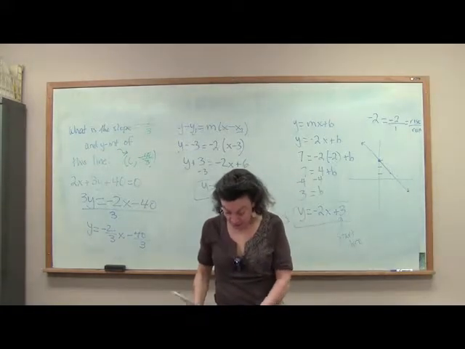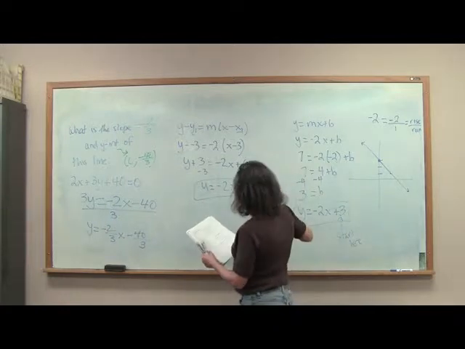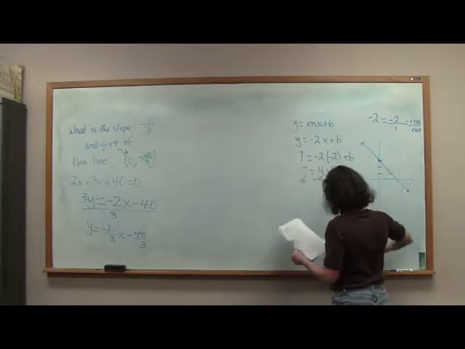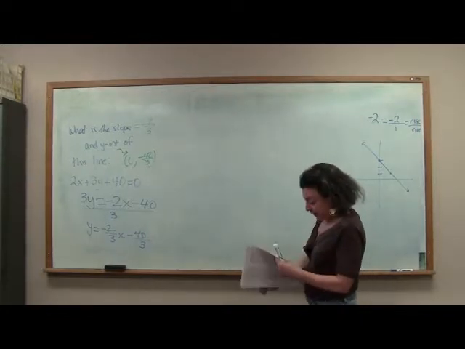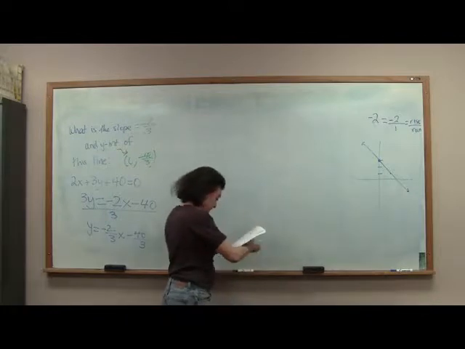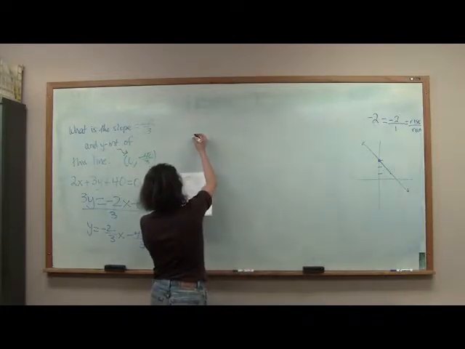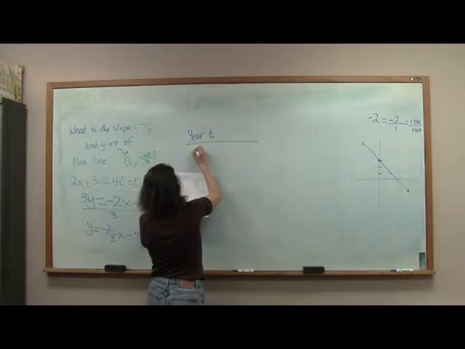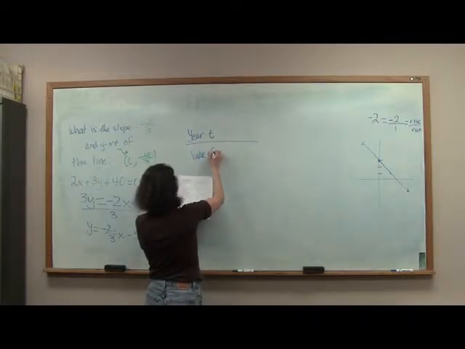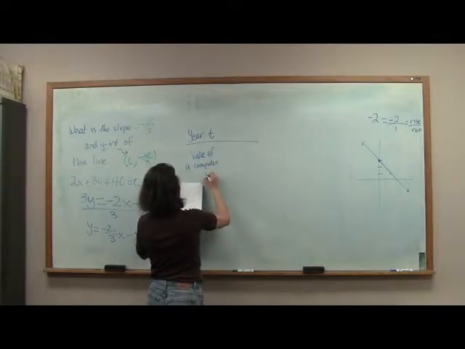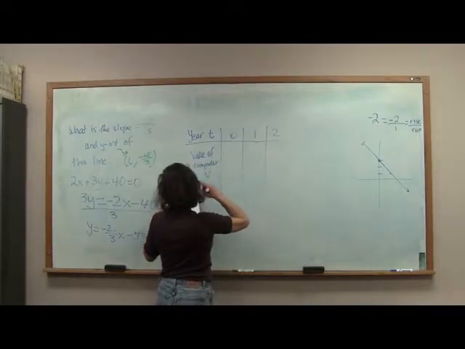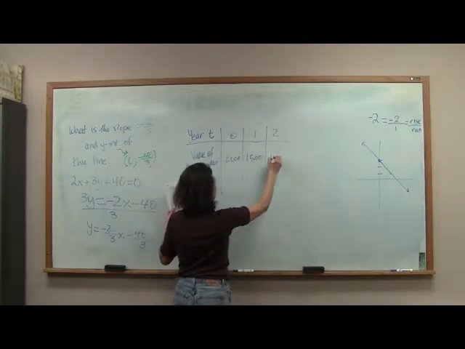Okay, let's do a couple more. What if I gave you this and asked you to find the formula for the line? Okay. Let us do this. Suppose the information we're given is, let's just do this. A year t and the value of, I don't know, a computer. We'll call that V. And let's just say we have 0, 1, and 2. And we have 2,000, 1,500, and 1,000.